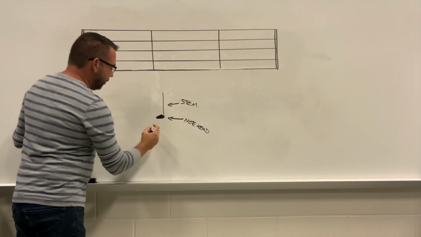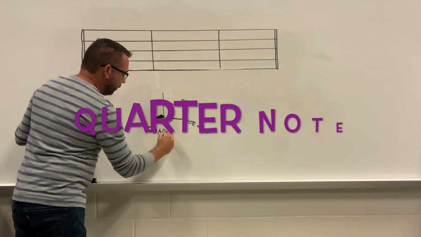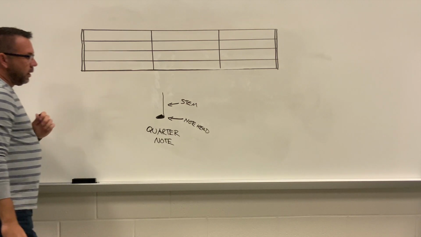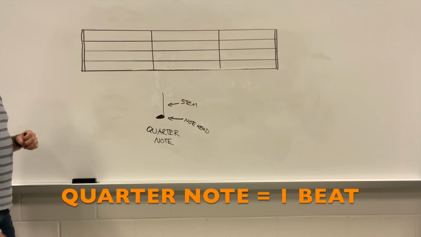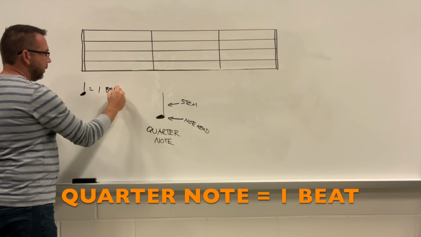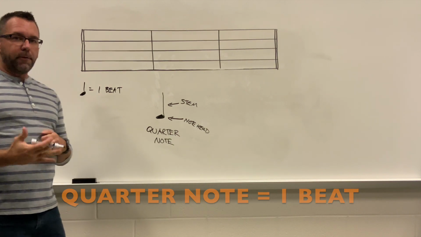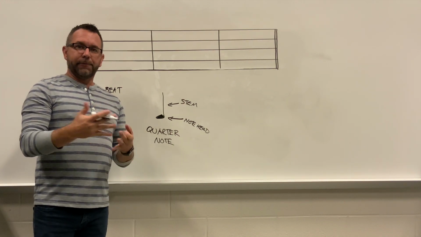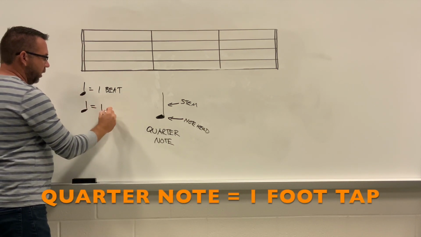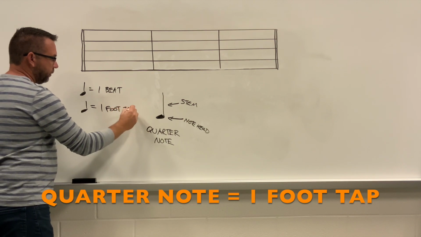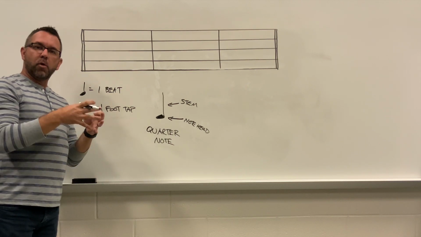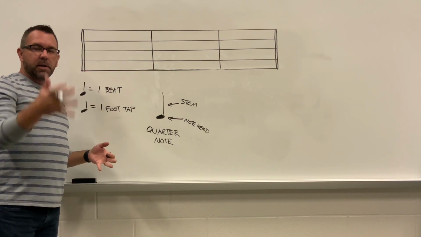And the name of this note that we're going to focus on today is called the quarter note. And the reason that we want to focus on the quarter note today is because the quarter note is equal to 1 beat. And since we already covered tempo, beat, foot tap, and those things, the quarter note then will also be what we would say is 1 foot tap. And so because the quarter note equals 1, it's the note we're going to start with and learn all the other notes from there.